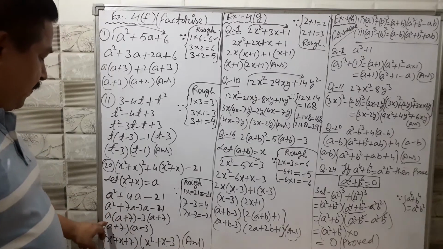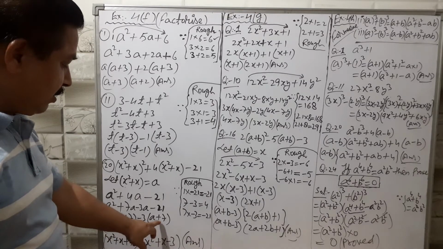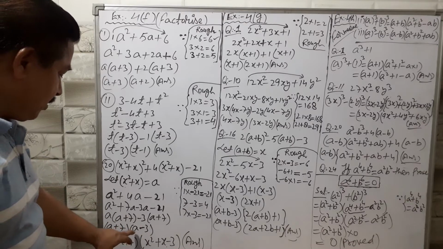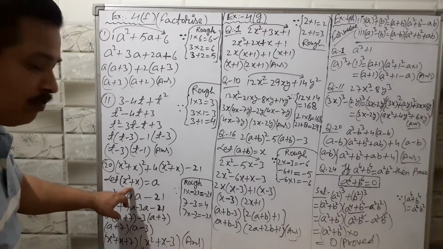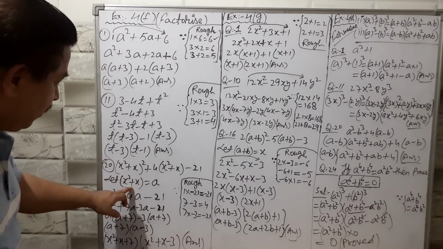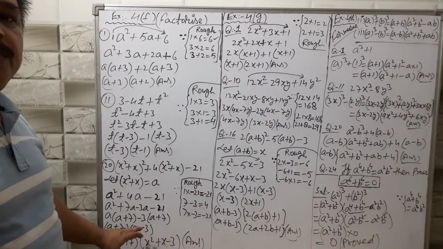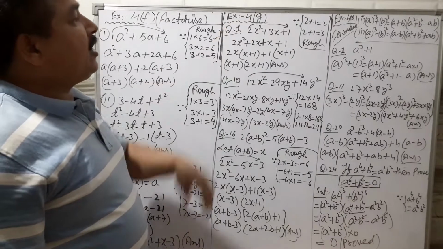Now take common: a as a common, minus 3 as a common. Because of the minus, the sign will be changed. Again take common. This is the answer, but this is not the final answer. Put the original value. The original value is x square plus x. So in place of a, write x square plus x. Answer.